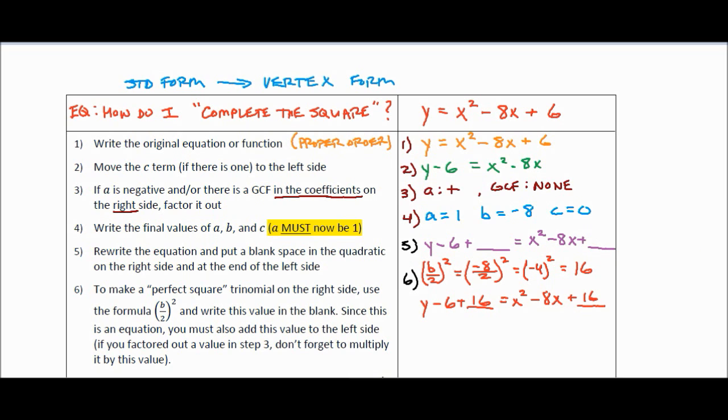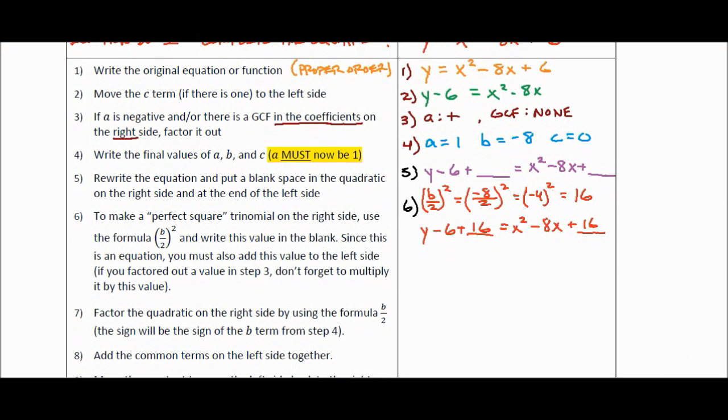Let's take a look at our next step. Now it also says, since this is an equation, you must also add this value to the left side. So we can see that we're going to add it to both the right and the left side. Don't forget about this if you factored out a value in step 3. We didn't have anything to factor out. There was no GCF.